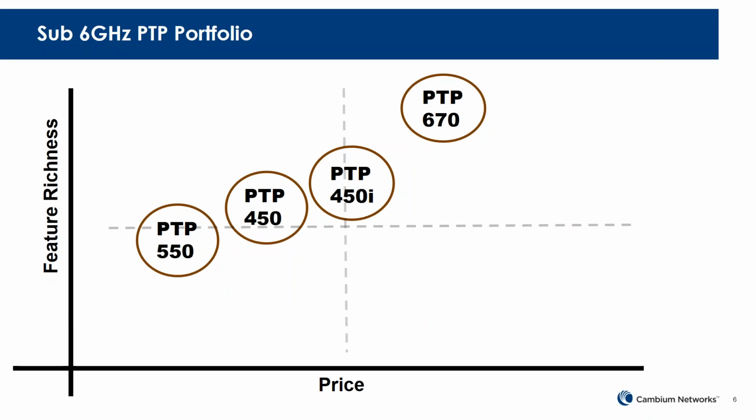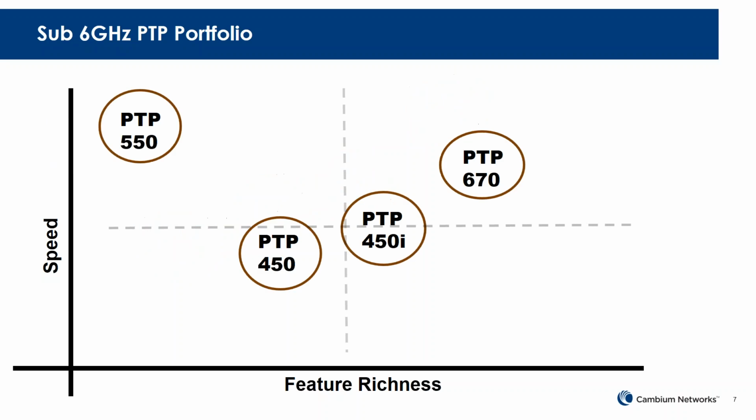So if you map out the PTP portfolio for Cambium Networks, we get this chart. On the far right top, we have the PTP 670, which has a lot of feature richness with respect to security, with respect to channel bandwidth, with respect to a lot of minute details which make it an exceptional product. Whereas towards the lower left, we have the PTP 550, which has a little less richness in features, but in comparison with the price, keeps in line with the PTP portfolio.